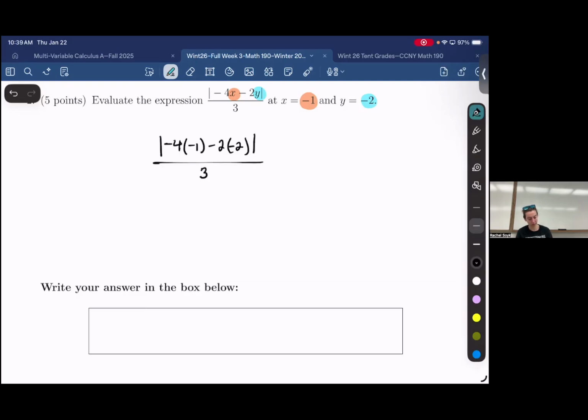And then we just solve. Absolute value of 8 is just 8. And then you get your denominator to be 3. We're done.